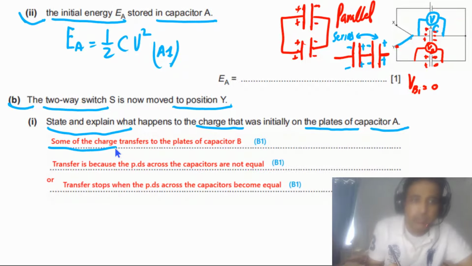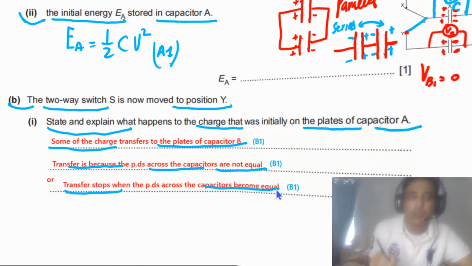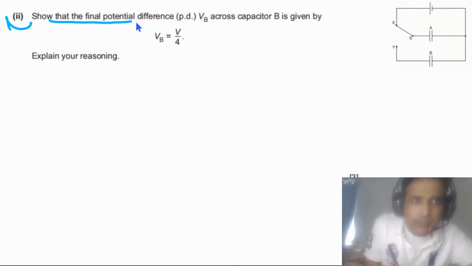You can say some of the charge transfers to the plates of capacitor B, so the PD across this one will start to rise until it reaches a certain value. When PD across two capacitors is the same, charge will stop flowing. Transfer is because the PD across the capacitors is not equal, or you can say transfer stops when the PD across the capacitors becomes equal. The second part says: show that the final potential difference VB across capacitor B is given by VB is equal to V by 4. Explain your reasoning.